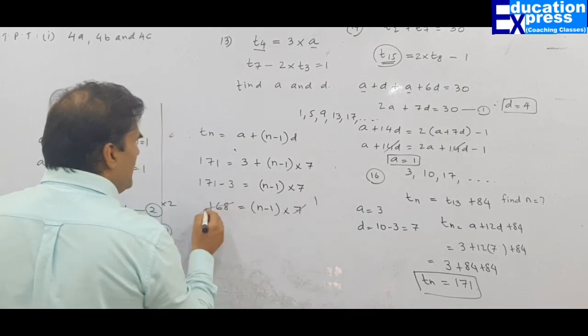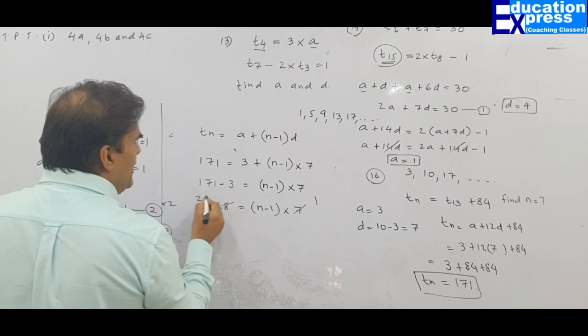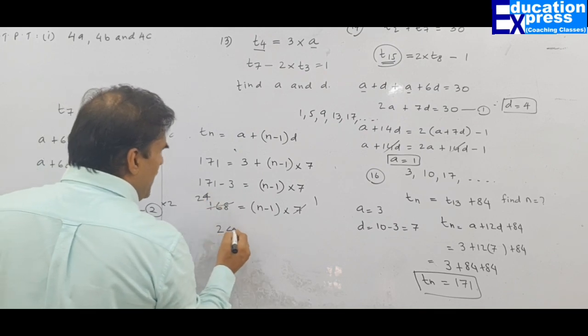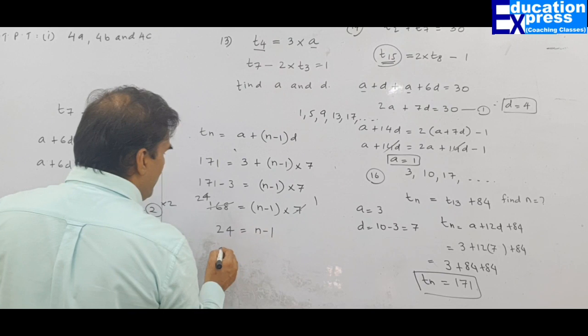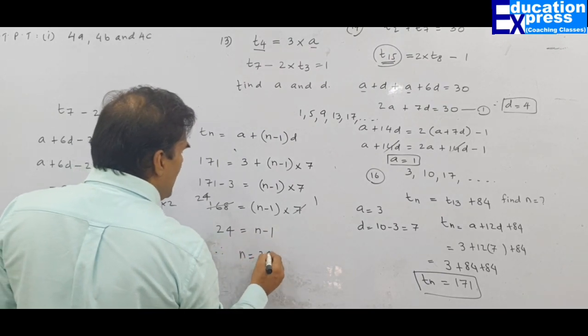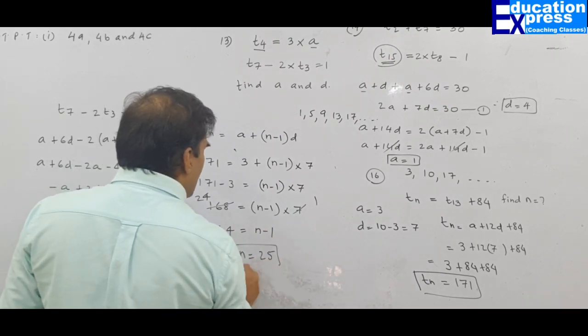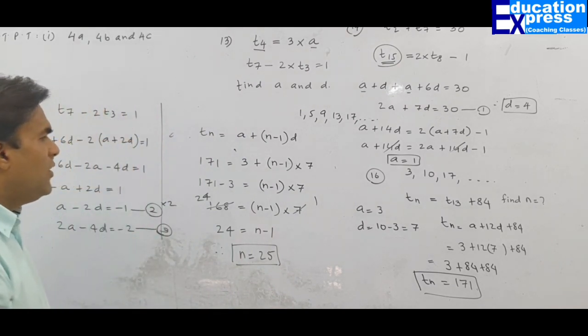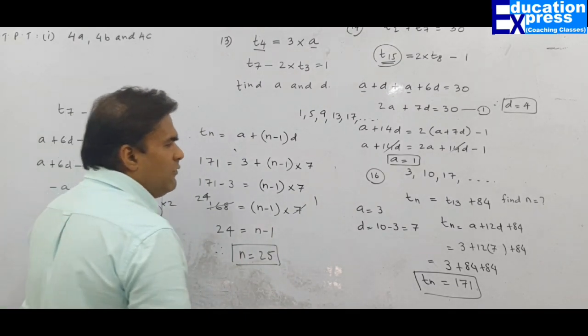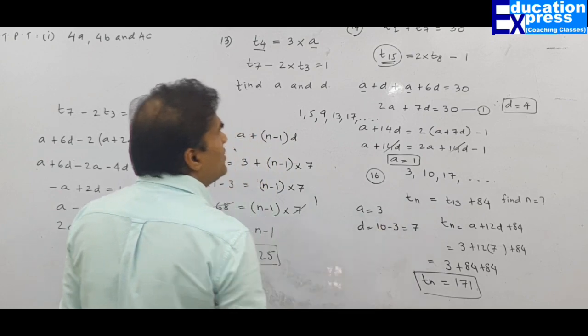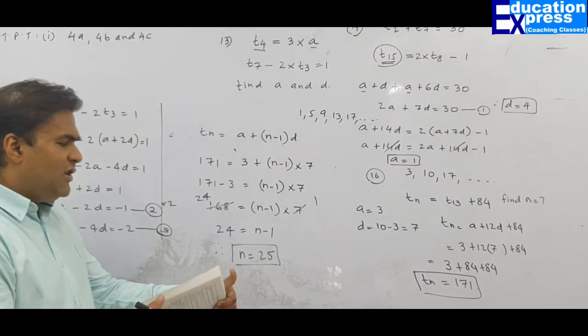7 ones are 7, 7 twos are 14, and 7 fours are 28, so 24 equals n minus 1. Therefore n equals 25. We got our answer as 25. So the term number would be 25 for this question. Such a simple question it was.